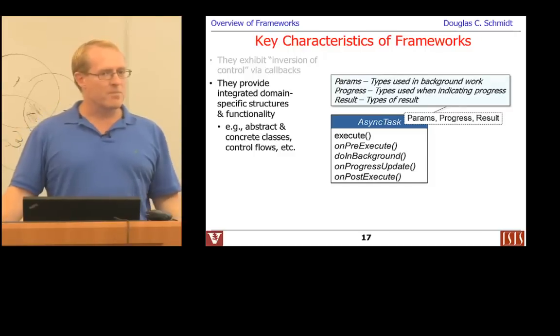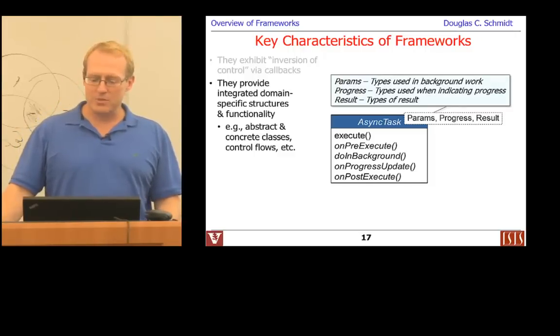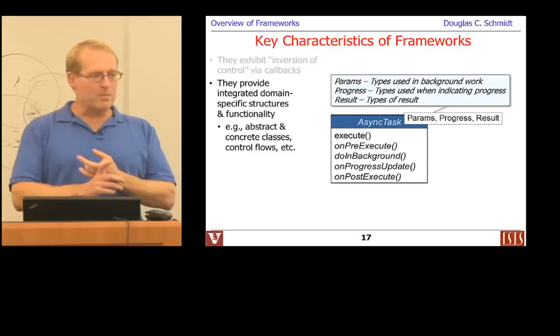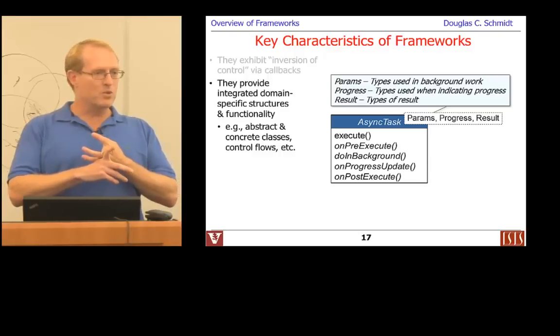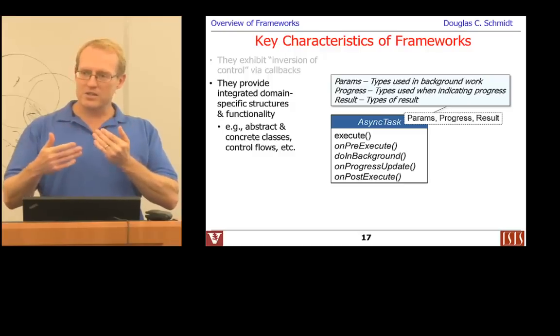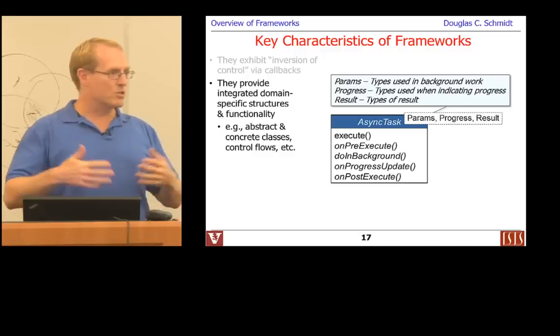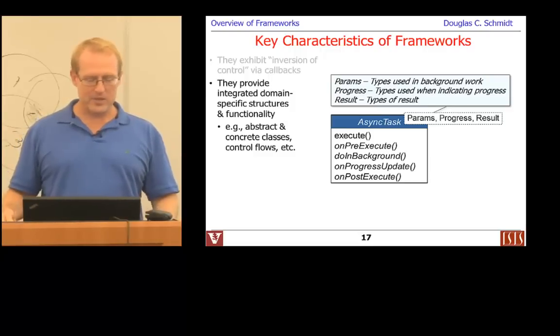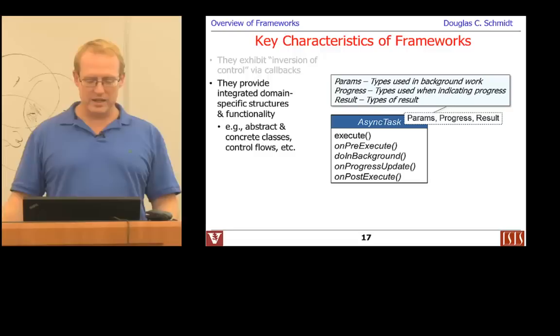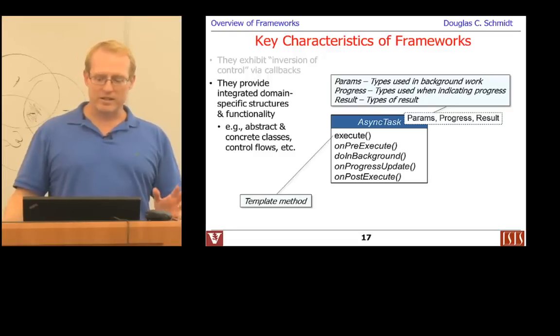This is a generic type in Java. You can parameterize it with certain things. You can give it the type that's used to run in the background. You can have a type used to indicate progress. There's a type that's used to indicate the result that occurs by the time you're done executing this async task in the background. So those are some of the parameters that can be plugged in to this abstract interface.